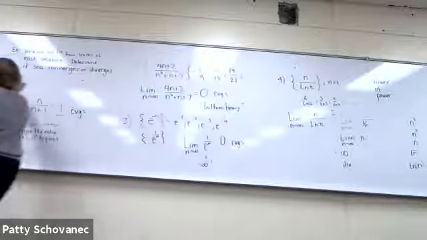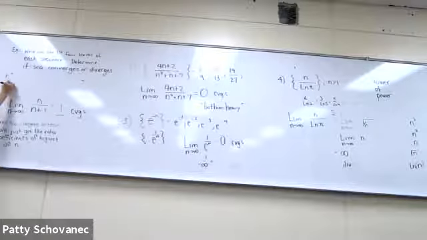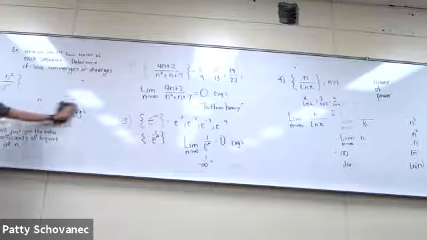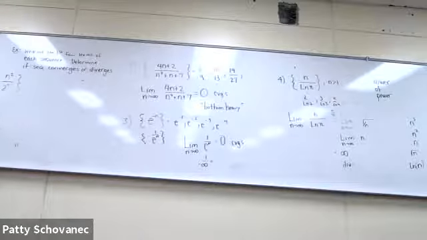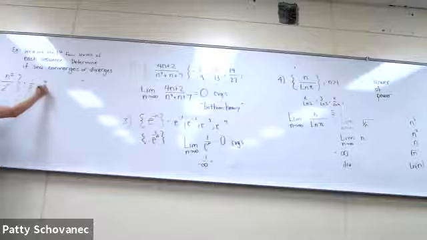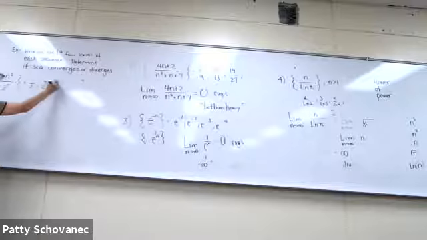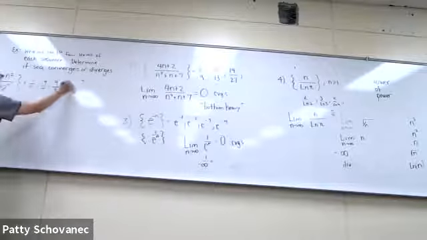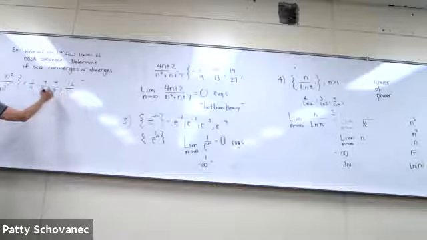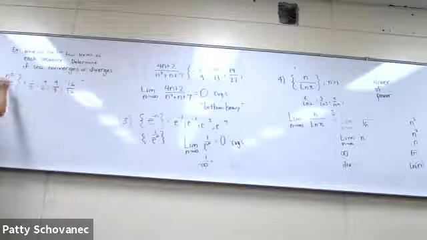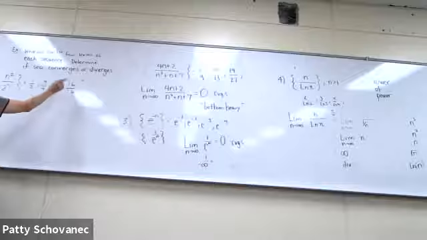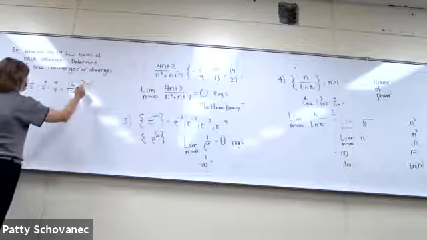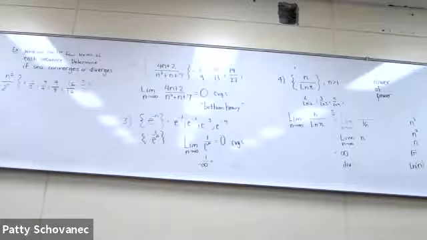So which is faster? 2 to the n grows faster, it doubles each time, right? n squared over 2 to the n looks like 1 over 2, 4 over 4, and then 3 squared is 9, 2 cubed is 8. 4 squared is 16, 2 to the 4th is 16. 5 squared is 25, 2 to the 5th is 32. Yes?